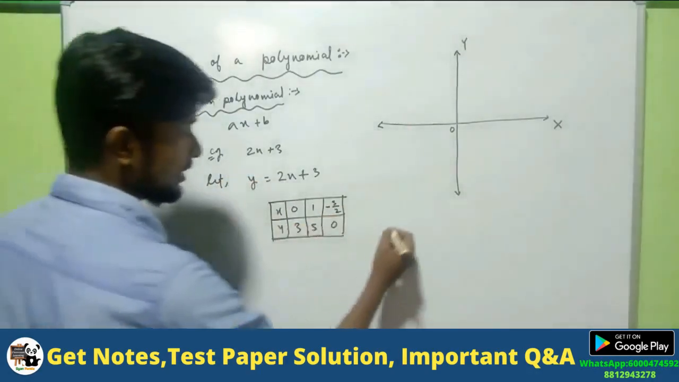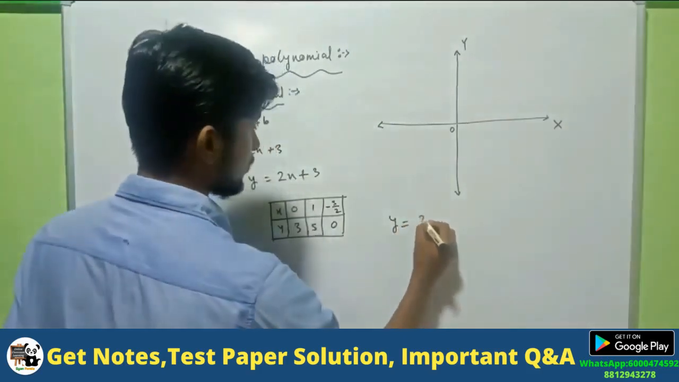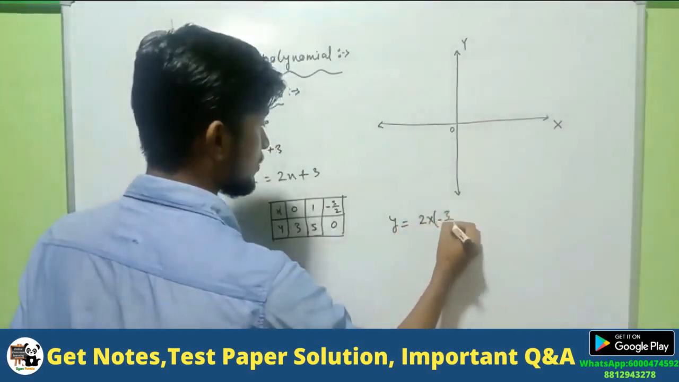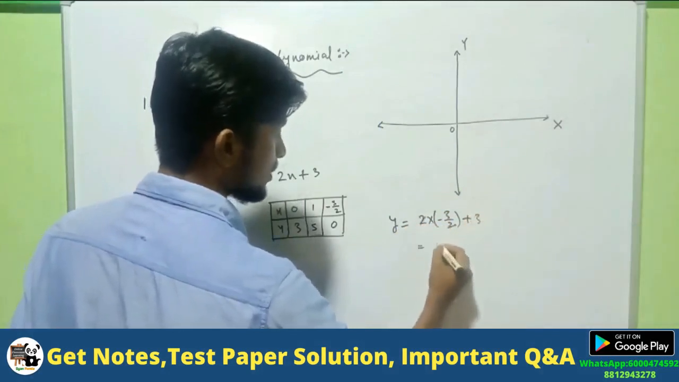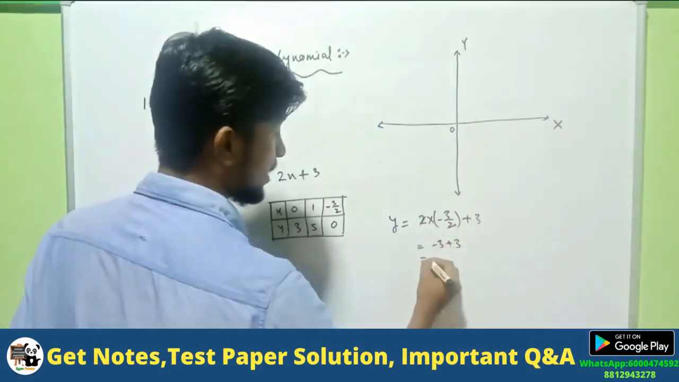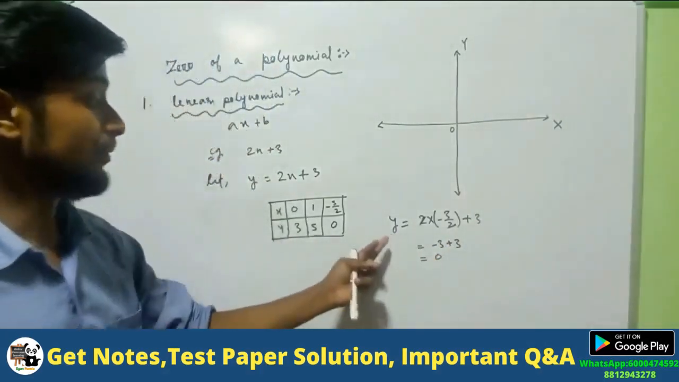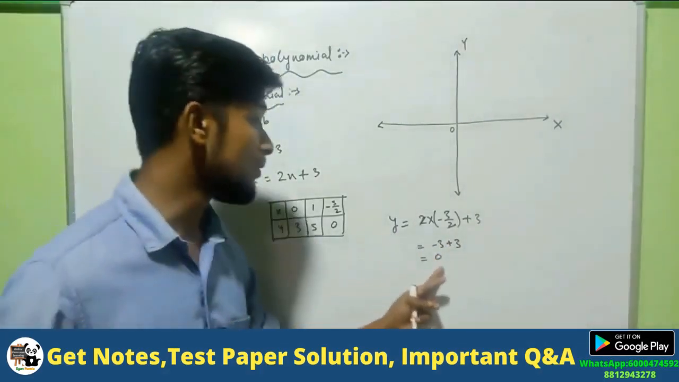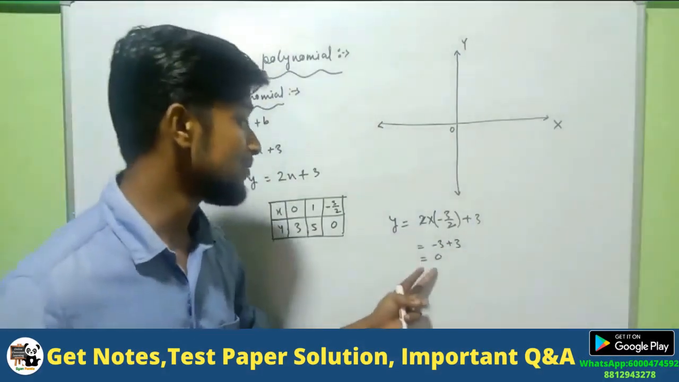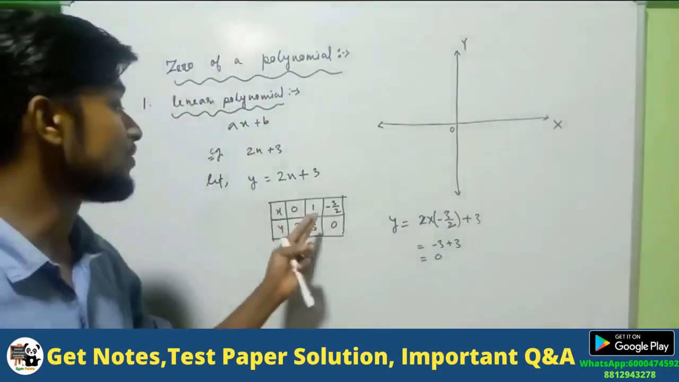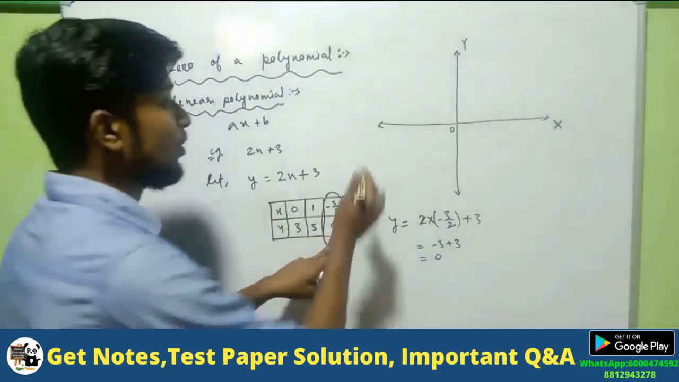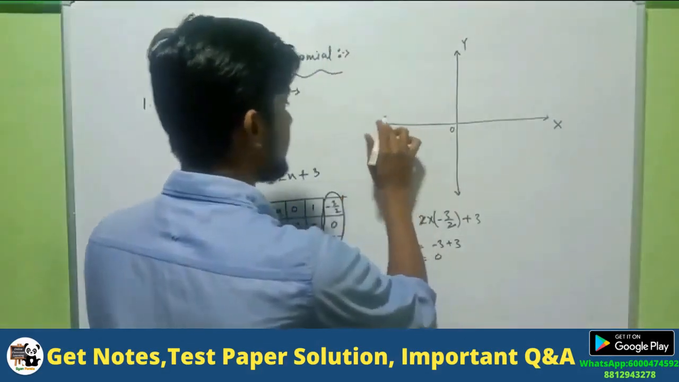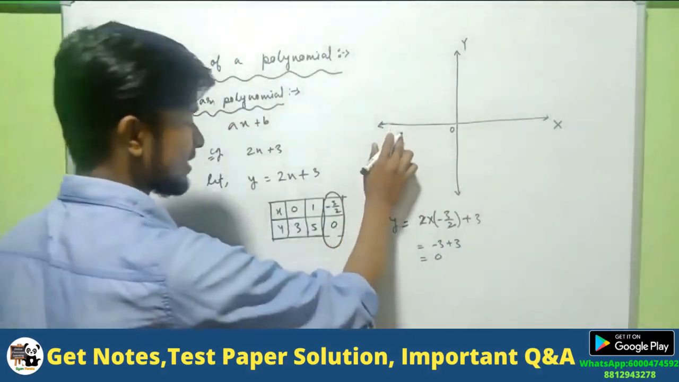How will y be 0 then? y equals 2 into minus 3 by 2 plus 3, right? So the 2 can cancel, minus 3 plus 3, that is 0. So if you see, y becomes 0 when we take x equals minus 3 by 2 only. So this point will lie on the x-axis, right?